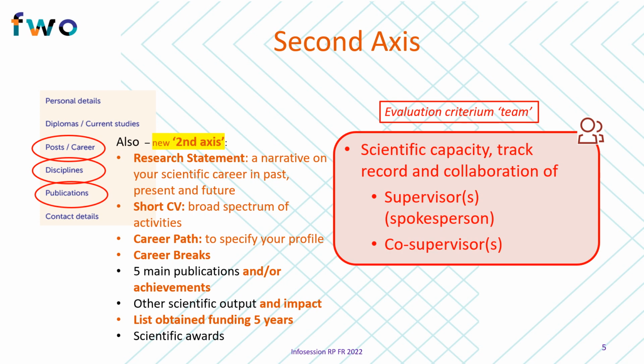To allow you to do this, our application forms include the research statement, which is a narrative on the applicant's past, present, and future scientific career, a short CV with a broad spectrum of activities, a career path specifying the researcher's profile, information on any career breaks they might have had, the 5 main publications and/or achievements of the applicant, and information on other scientific output and impact they have achieved. The applicants also include a list of the funding obtained over the last 5 years.